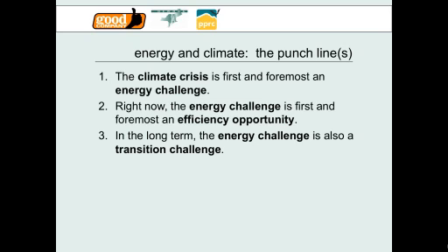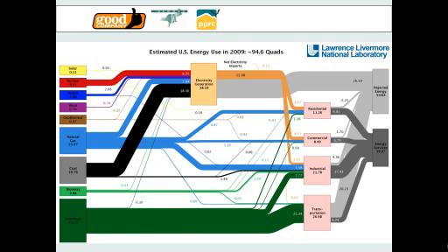And then in the long run, efficiency aside, the energy challenge is also a transition challenge. We need to move away from our dependence on fossil fuels toward other more environmentally friendly and more sustainable sources of energy. So, a few graphs to make these points. And again, these are hooks to hang stuff on in the future. We won't spend a lot of time on all of these.